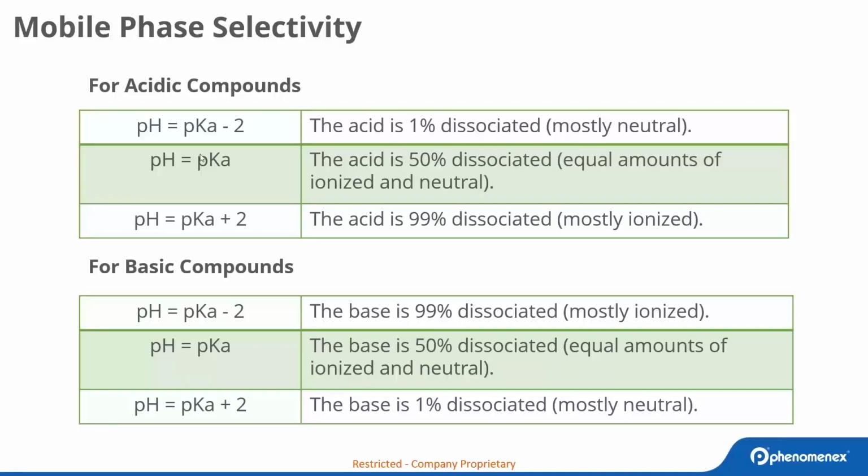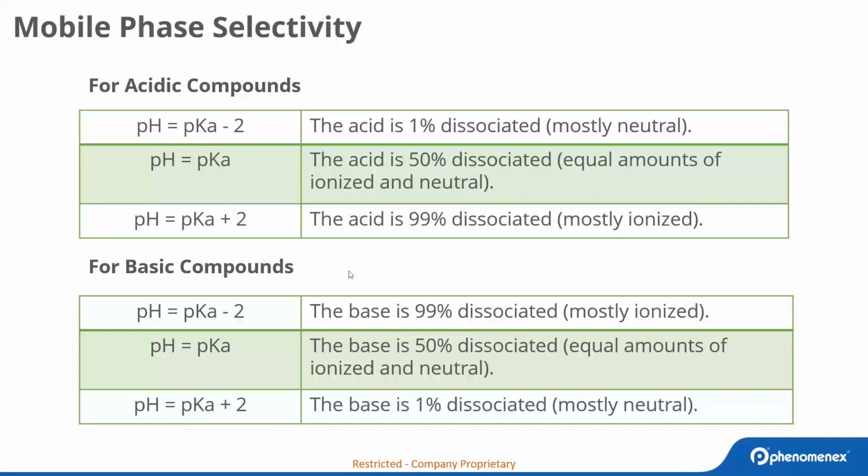So what you're going to be looking for is, when you're working with an acid, you ideally want the pH to be 2 pH units below the pKa of the acid. So you're going to do pKa minus 2, and that's the pH that you should work with. So the analyte will be mostly neutral. For basic compounds, you want 2 pH units above the pKa of interest.